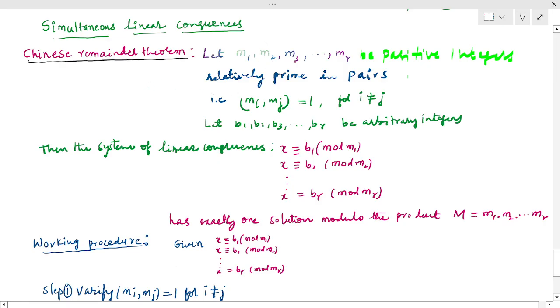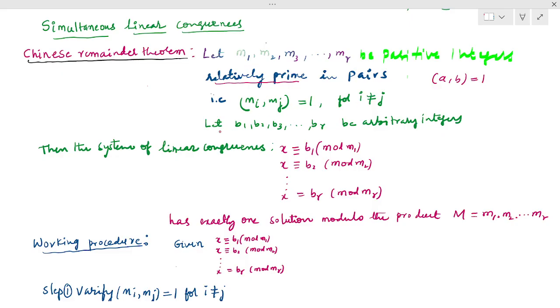Let m1, m2, m3, and so on up to mr be positive integers, and these are relatively prime in pairs. Relatively prime means the GCD of two numbers, a and b, is 1. If the GCD of two numbers is 1, we say that they are relatively prime. Here the pairs are m1, m2; m2, m3; m3, m4; m4, m5. They are relatively prime numbers.